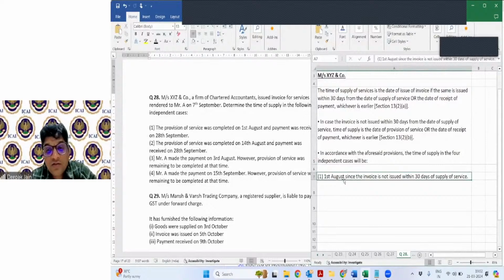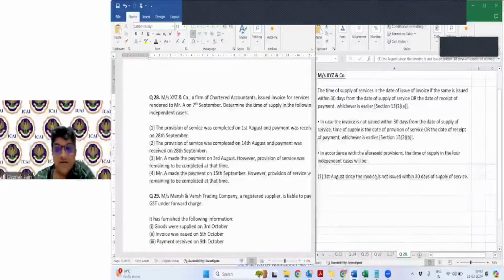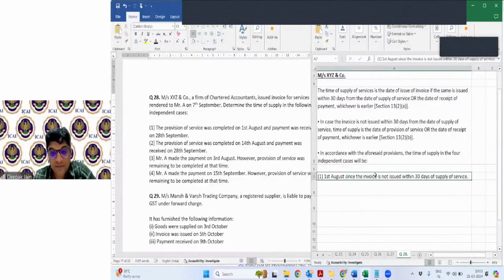First August, since the invoice is not issued within 30 days. In this case, 1st August is the provision of service. You have to raise the invoice within 30 days, which is you should have raised by 31st August, but you have raised the invoice on 7th September. So where invoice is not issued within 30 days from the date of supply of service, then the time of supply is the date of provision of service, which is 1st August, or the date of receipt of payment, and receipt is on 28th September. So time of supply will be 1st August. Okay.